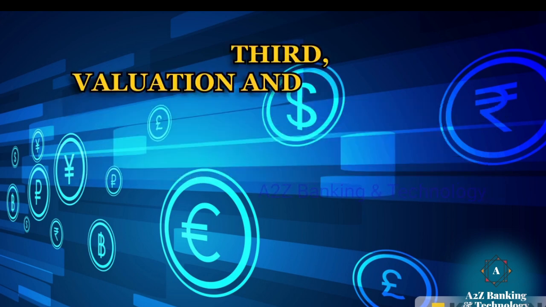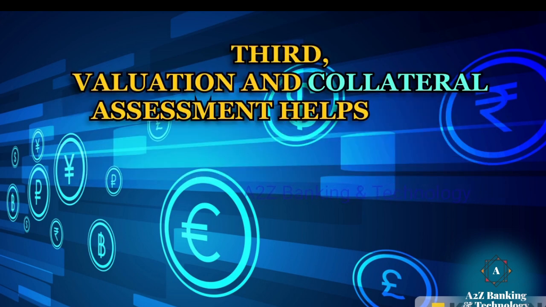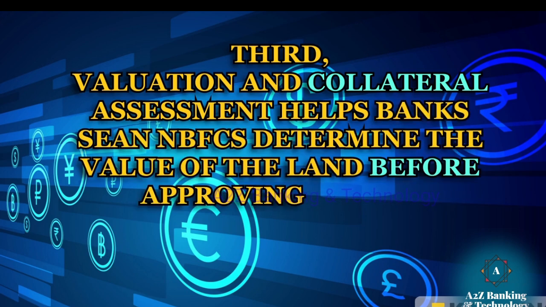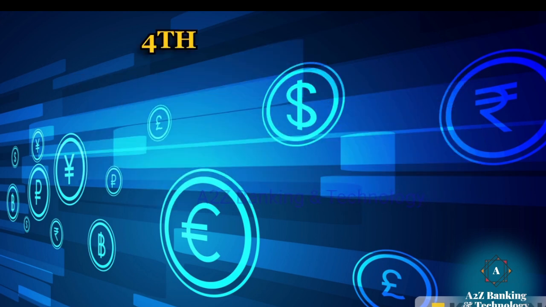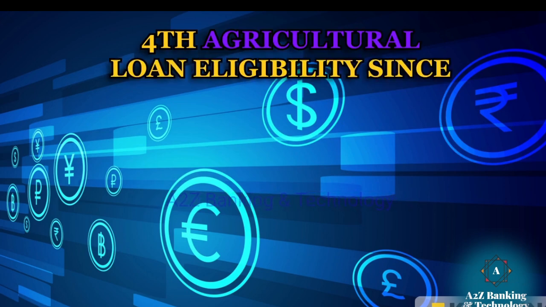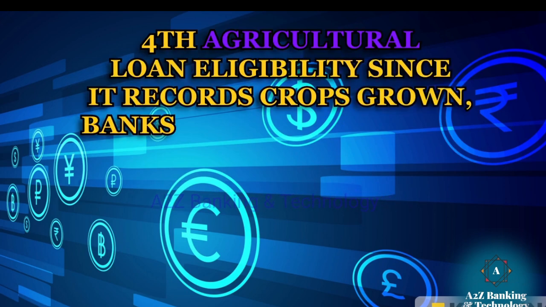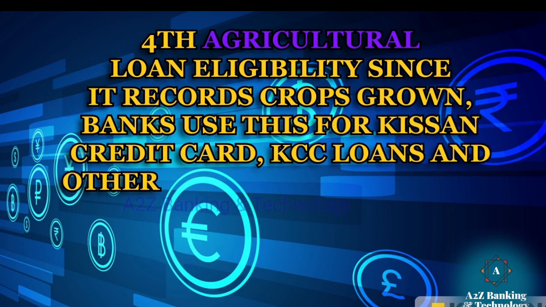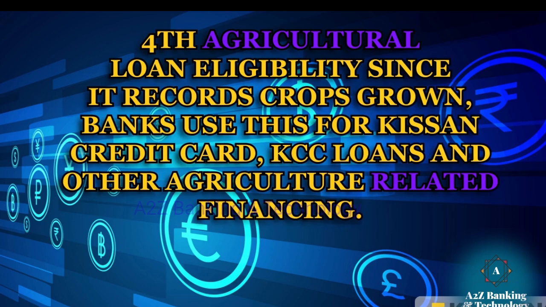Third, valuation and collateral assessment helps banks and NBFCs determine the value of the land before approving a loan. Fourth, agricultural loan eligibility. Since it records crops grown, banks use this for Kisan Credit Card, KCC loans, and other agriculture-related financing.